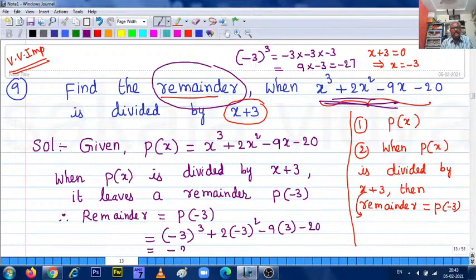This is minus 27. So minus 3 square. Minus 3 square means minus 3 into minus 3. Minus into minus is positive. 2 into 9 is 18. So this is minus 27, and this is minus 20. So we have minus 27 minus 27, minus 54. Minus 54 minus 20 is minus 74.